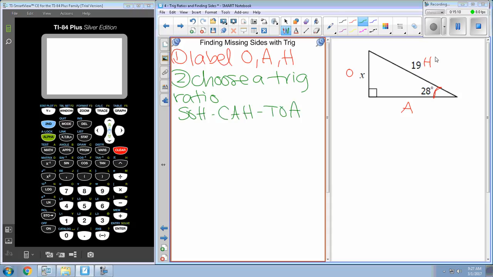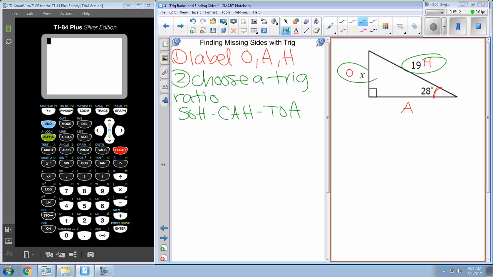Okay, based on what they gave me, the 19, they want to know the x. So those are the two that I actually care about. Since those are my O and my H, I'm going to use sine. So I just start to fill in that sine has to equal O over H. It gives you a basis to fill into.